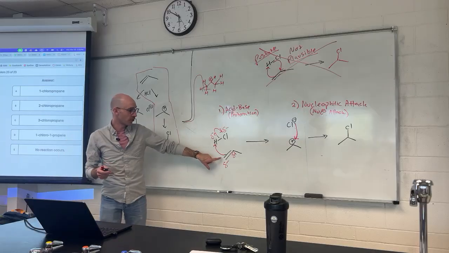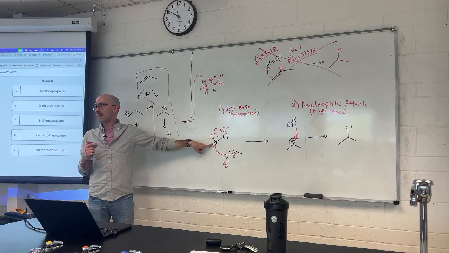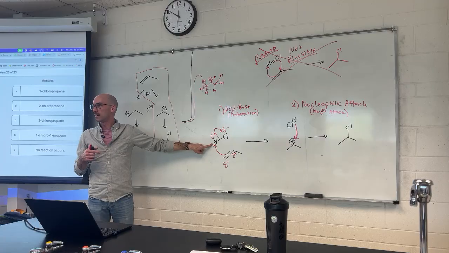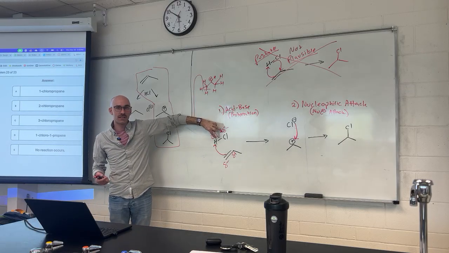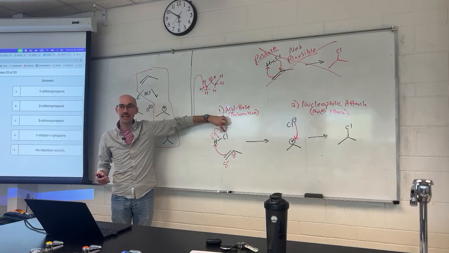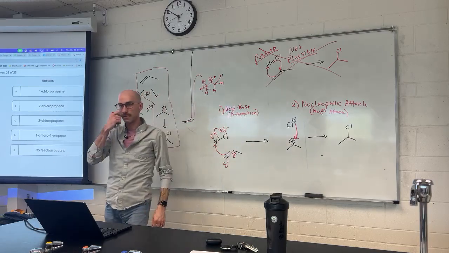By the way, I'm also starting at electrons and depositing at a vacancy. The vacancy is sigma star, the anti-bonding orbital of HCl. I'm starting my electrons at my electrons. I'm ending at a vacancy. Starting at electrons, ending at a vacancy.